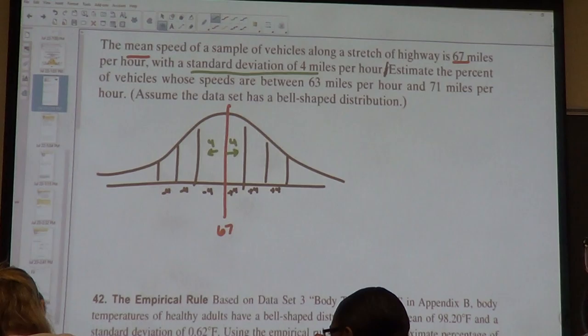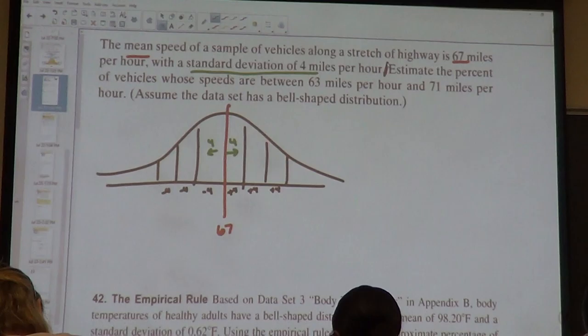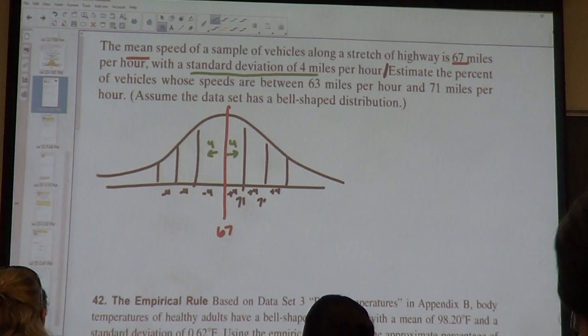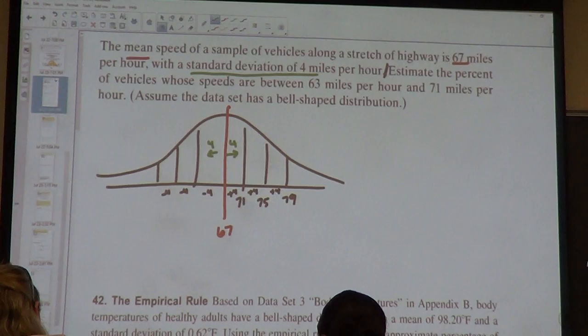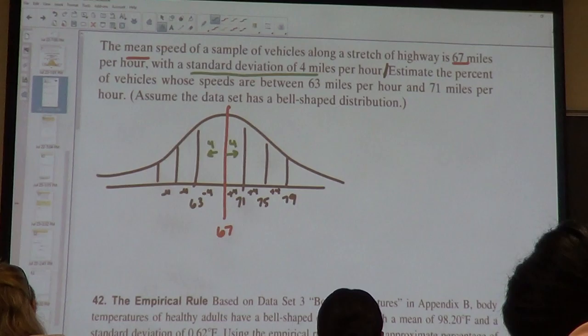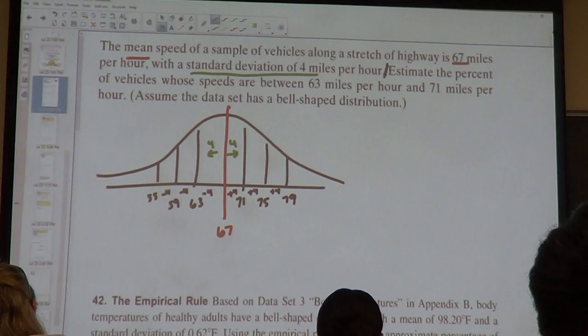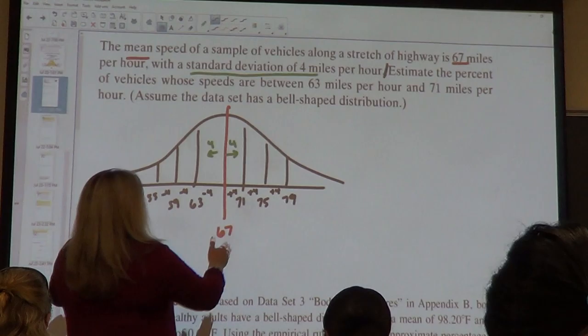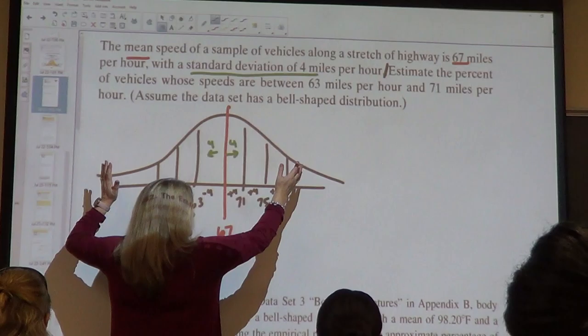No problem. All right, so 67 plus 4 is what? 71, plus 4 is 75, plus 4 is 79. Did everybody see what I did? And then 67 minus 4 is 63, minus 4 is 59, minus 4 is 55. So we got that just from the first sentence, the mean and the standard deviation. And we always go three jumps to the left and three jumps to the right. Kind of like the electric slide. To the left, to the left, to the left, to the right, to the right, to the right.